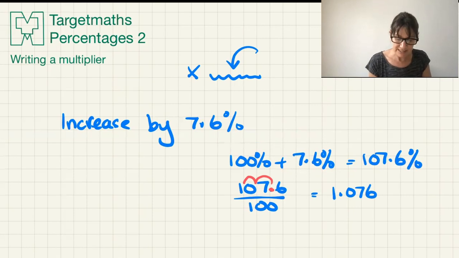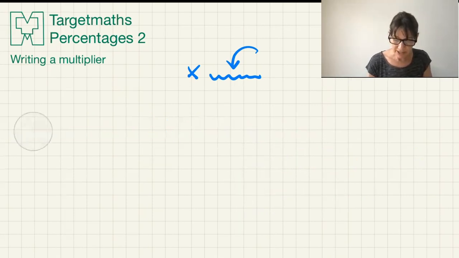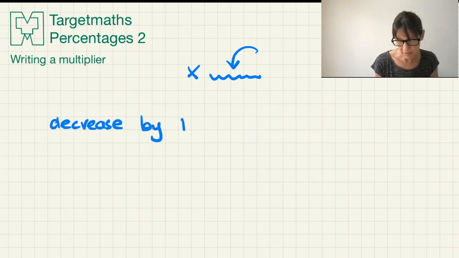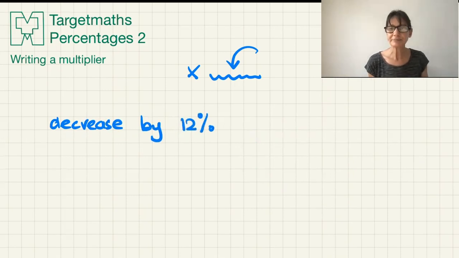Okay, let's have a quick look at the decrease. So decrease will mean, let's say we're going to decrease by 12%. Okay, now decrease means that my final answer will be smaller than what I originally had. And this is where people want to be dividing, because they know multiplying makes things bigger and dividing makes things smaller. So it feels very natural and very normal to divide, but it's a multiplier. I've got to times, all right?